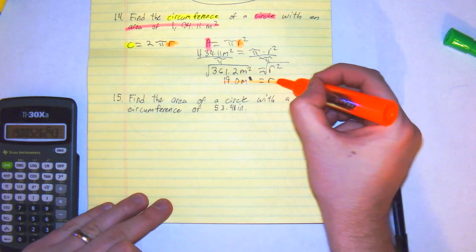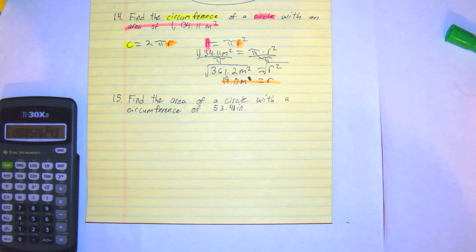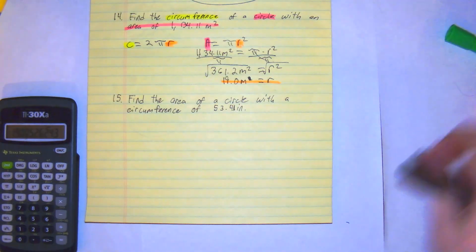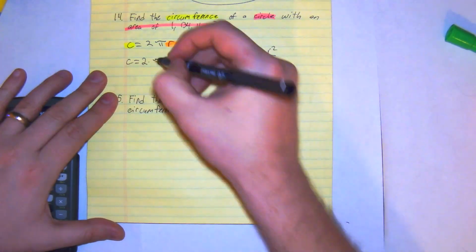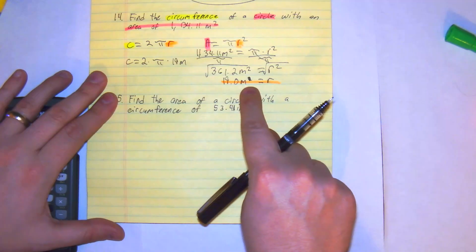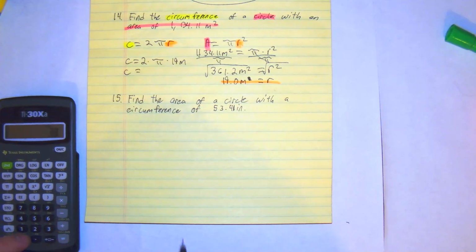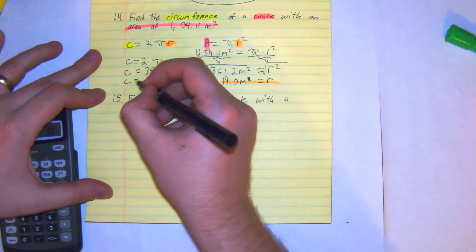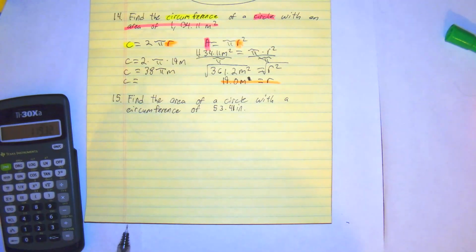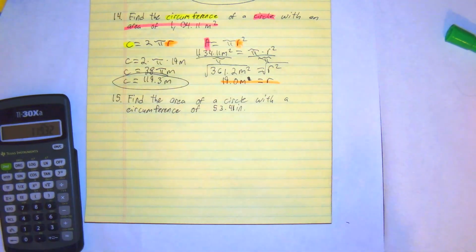Now that we know the radius, I'm going to plug it in here to find the circumference. So we have C is equal to 2 times pi times 19 meters. 2 times 19 gets you 38, so 38 pi meters, or as an estimation using 3.14, about 119.3 meters. All right, and that's how you could do number 14.